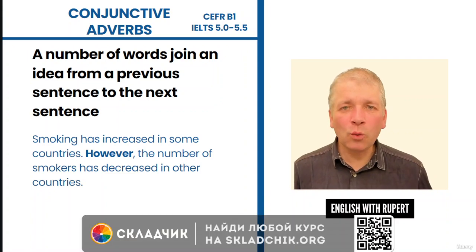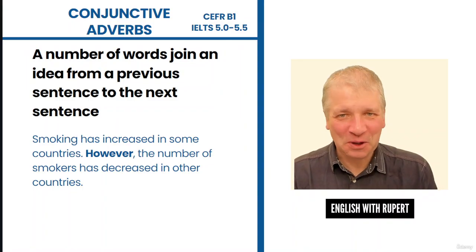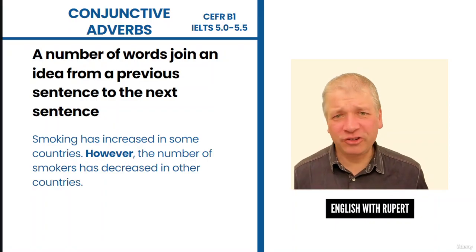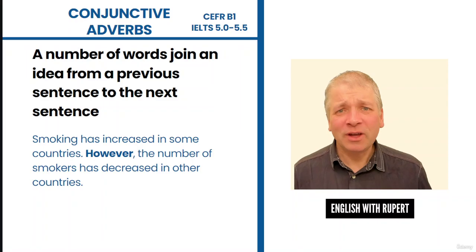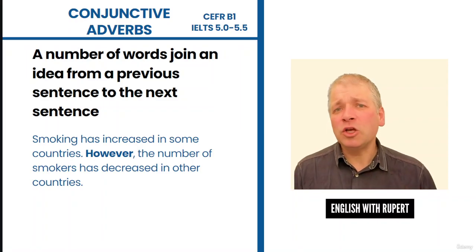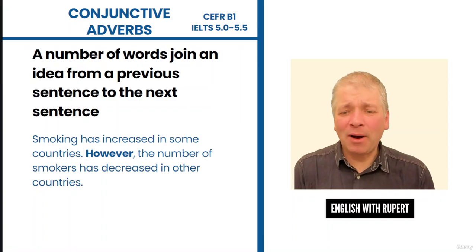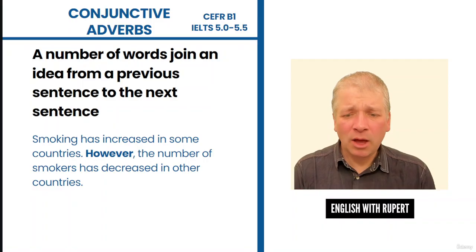In this lesson, we look at something called conjunctive adverbs. Sometimes these are called just conjunctions or linking phrases, but as we go through the lesson, you'll see what this means. And what we mean here by a conjunctive adverb is simply words that join an idea from a previous sentence to the next sentence.